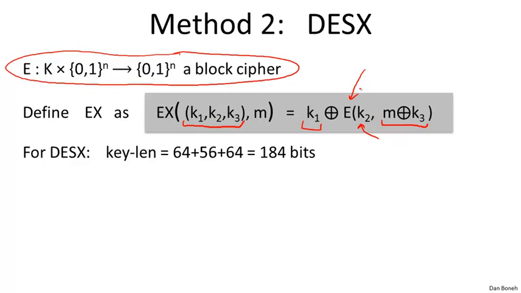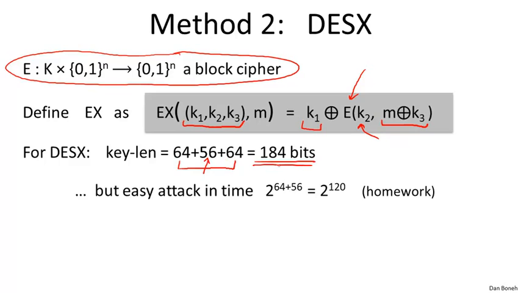The key length for this is, in fact, well, we've got two keys that are as long as the block size, and we've got one key that's as long as the key size, so the total is 184 bits. Now, it turns out the best attack that's known takes time 2 to the 120, and it's actually fairly simple. So it's a generic attack on EX.